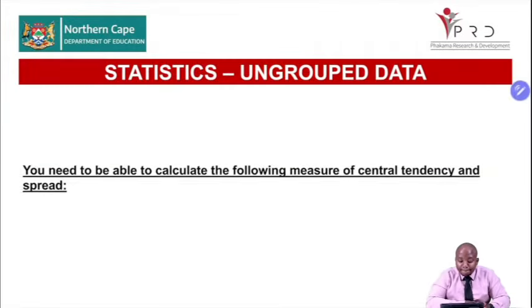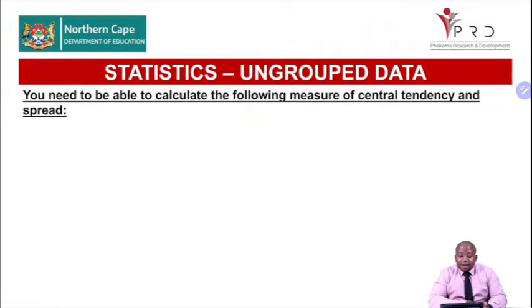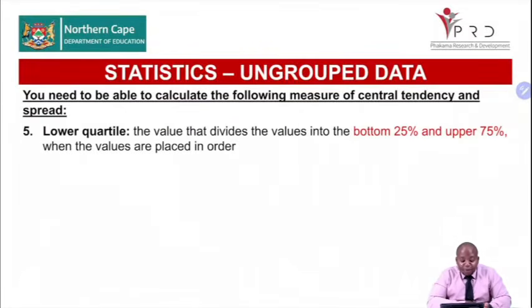Right. Number 5, you must be able to find the lower quartile. This is the value that divides the values into the bottom 25% and the upper 75% when the values are placed in an order. This is very important. So when we are dealing with an ordered set, we're going to look at the lower quartile. In simple terms, I normally say my lower quartile is the half of the first half.